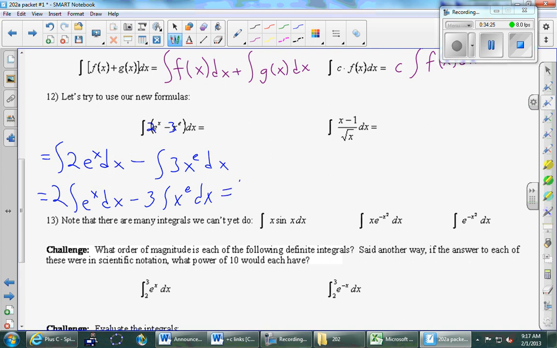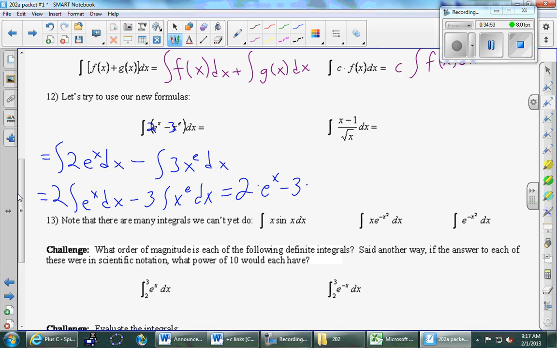So this equals, there's a 2, there's a times. Integral of e to the x dx from up above is e to the x. Yeah, and the plus c, we're going to stick 1 plus c at the end. Minus 3 times x to the e. It's up there. Which rule is it? It's the x to the n rule. This is x to a number. It's the very first rule we saw.